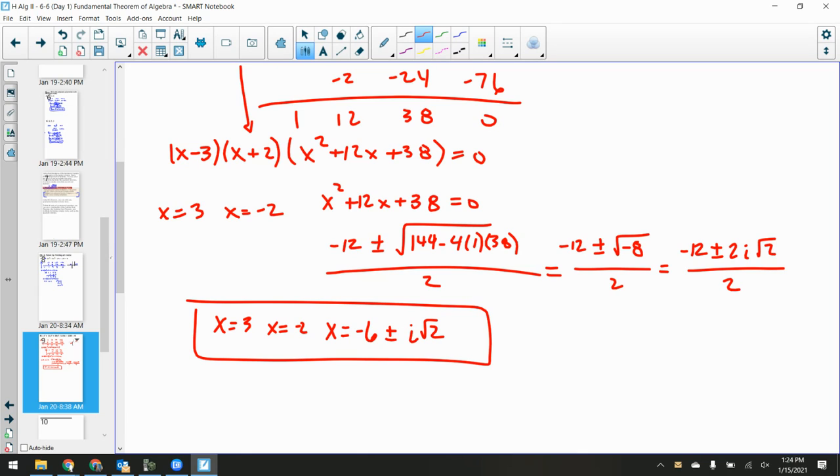Homework is up there on the board. Page 449 to 450, 12 to 18 even, 22, 24 to 30.